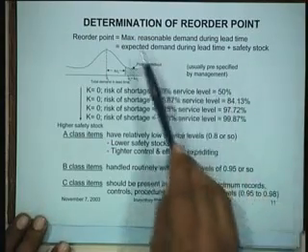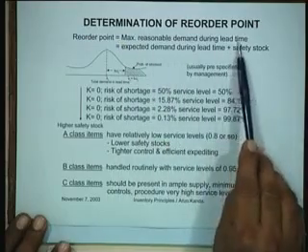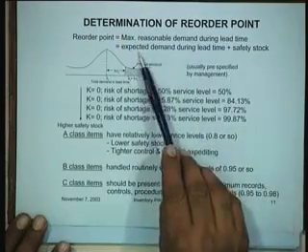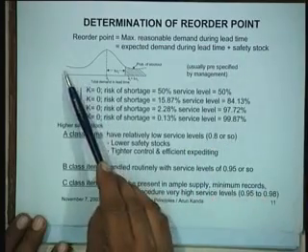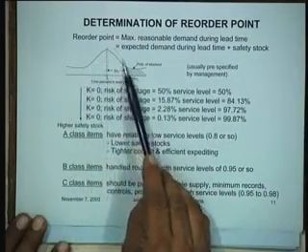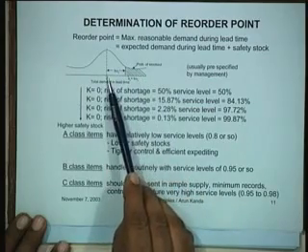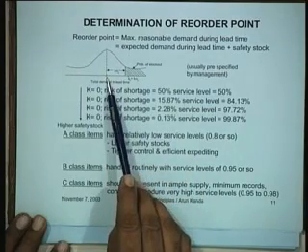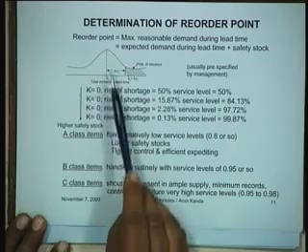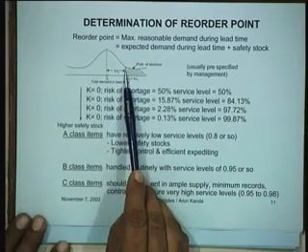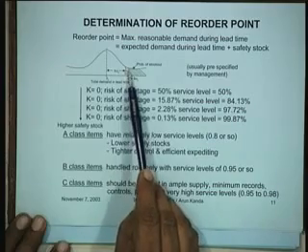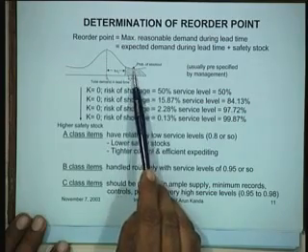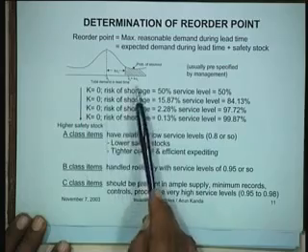Reorder point is the maximum reasonable demand during lead time, which is the expected demand during lead time plus the safety stock. So if you assume, for instance, that the demand is normally distributed, and this is the average lead time value that you typically have, then K times this particular standard deviation will give you this particular value, and the area which is shown shaded here is in fact the probability of stock out.